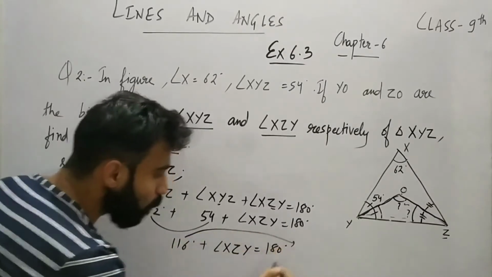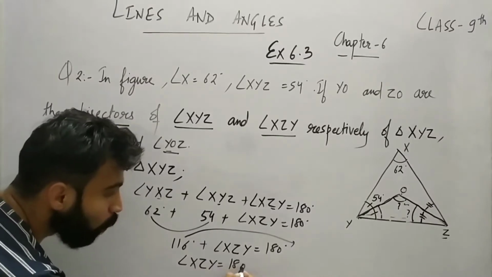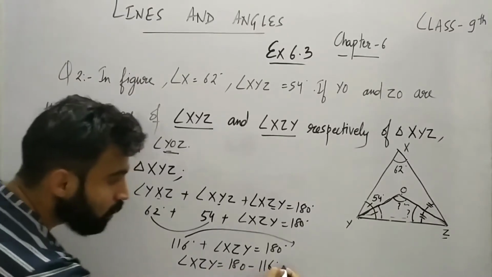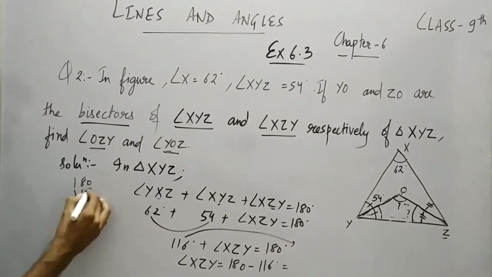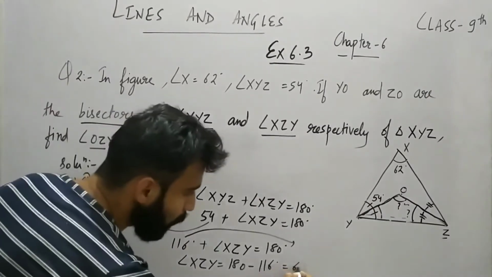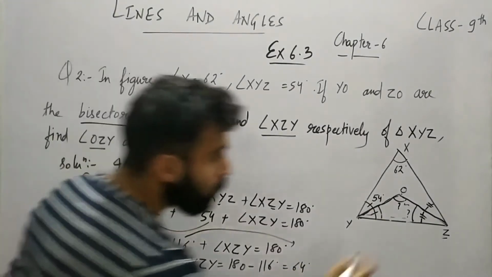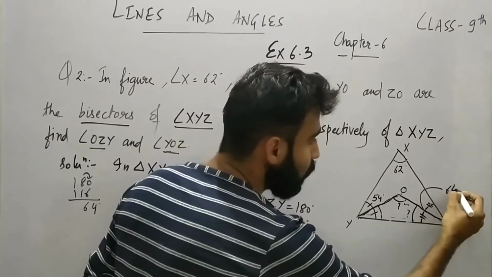Now transfer this over to the right hand side. This will give me angle XZY as 180 minus 116. So what is 180 minus 116? Let me show you here. So 180 minus 116. Now 10 minus 6 is 4. 7 minus 1 is 6. So that is giving me 64 degrees, right? So this whole angle is actually of 64 degrees.